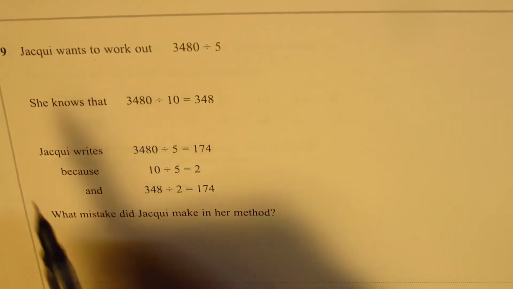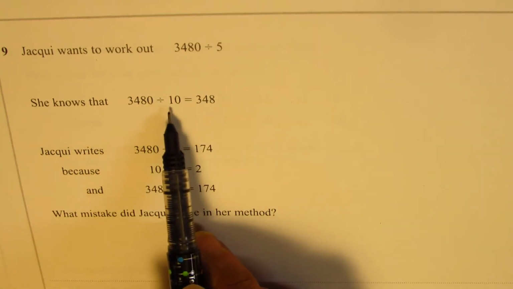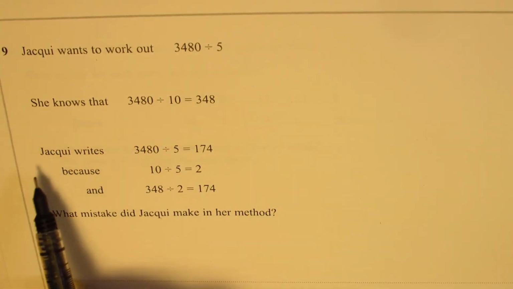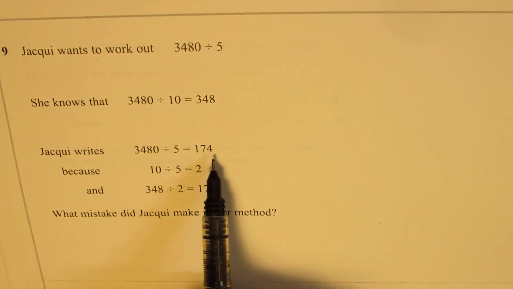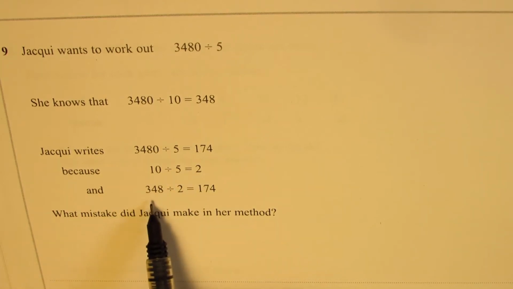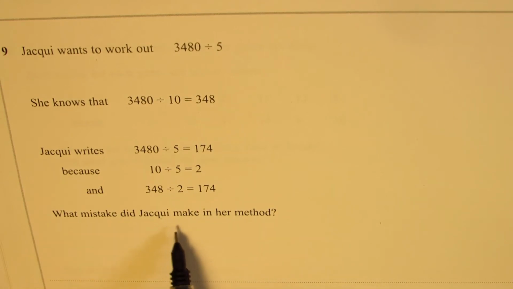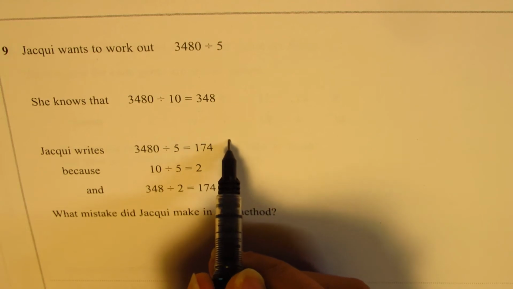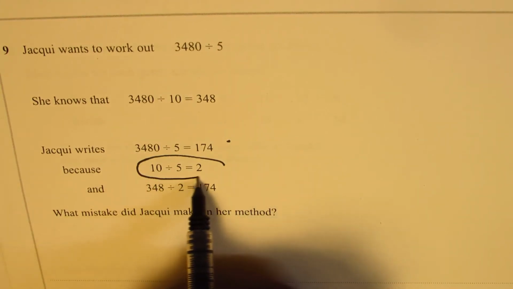Question number 9. Jackie wants to work out 3480 divided by 5. She knows that 3480 divided by 10 is 348. Jackie writes 3480 divided by 5 is 174, because 10 divided by 5 is 2, and so 348 divided by 2 is 174. What mistake did Jackie make in her method? Well, the mistake is right there.